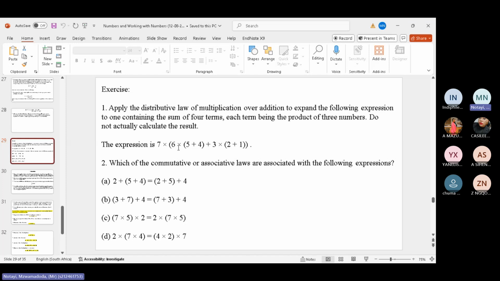So it means you don't have to calculate. You don't have to determine what is 6 times 5 and what is 6 times 4. You can leave it as it is. I just want you to write the final expression. You don't have to calculate 6 times 5, 6 times 4, 3 times 2. You see.